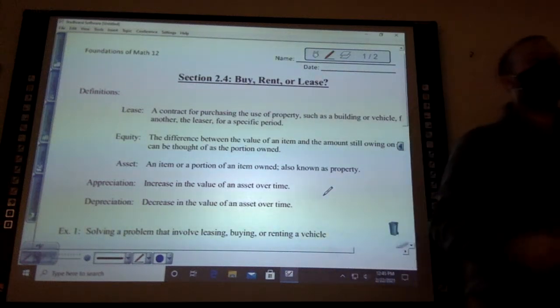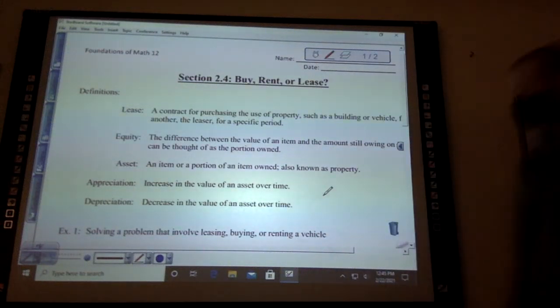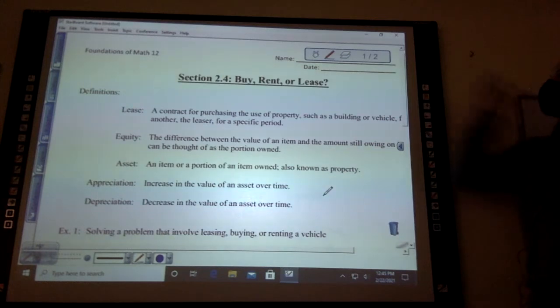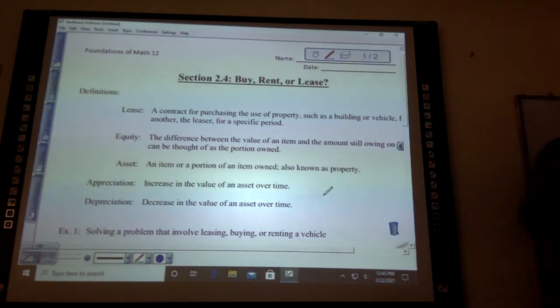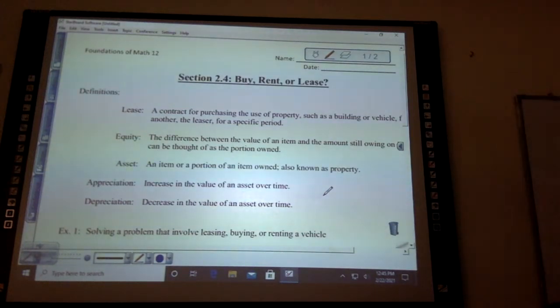And I'll try not to make the videos too long. So this is the last section. This is about buying, renting, or leasing. This is the only section that we're not going to use the app on your phone. So hopefully all of you have the TVM calculator. This is the only one we're not using that, and that's just because the math in this is pretty straightforward.